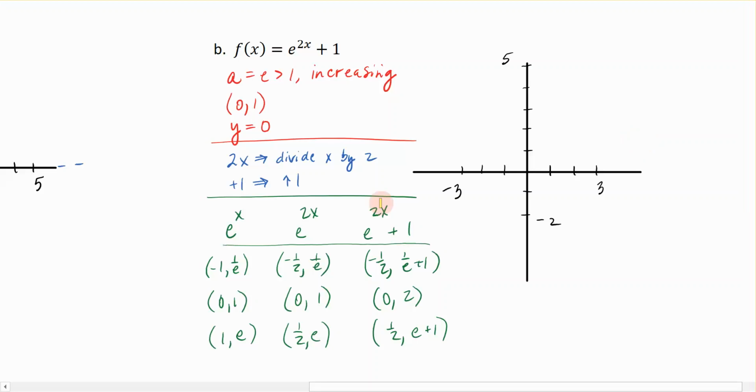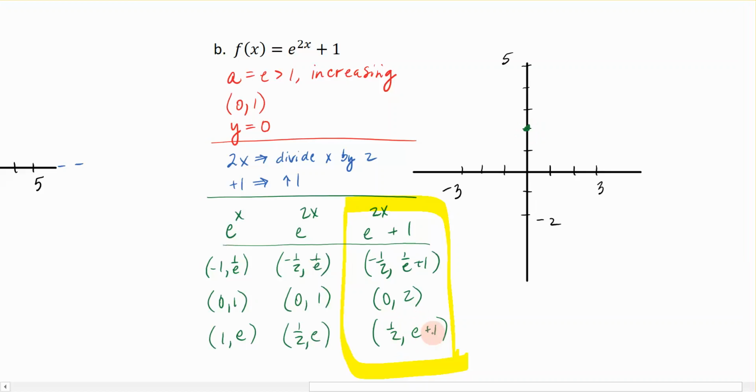Ultimately, it's this part right here that I'm graphing, right? The e to the 2x plus 1, which can be represented by these 3 points. So I'm going to start actually with this intercept, the whole number, it's easiest, 0, 2. This is where I'm crossing the y-axis at 0, 2. Next, I have a point that's represented by 1/2 and e plus 1.